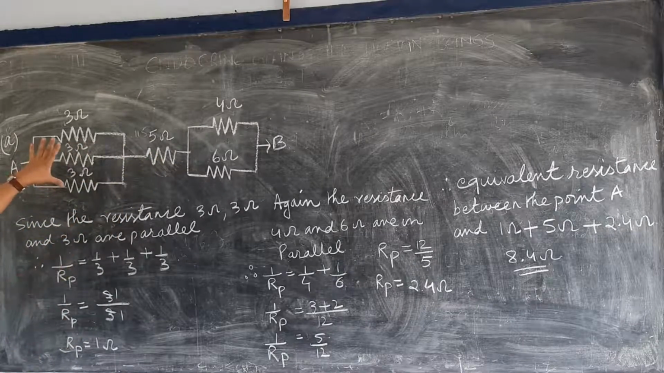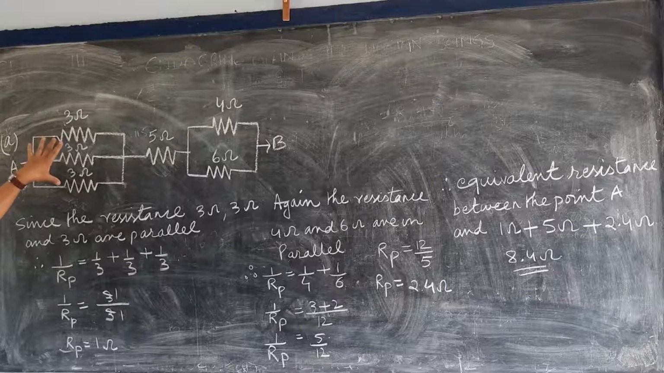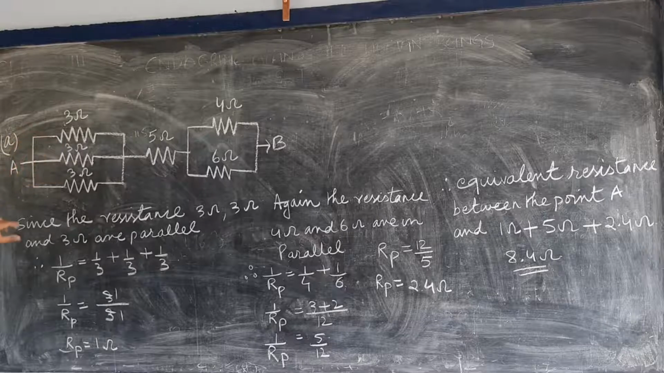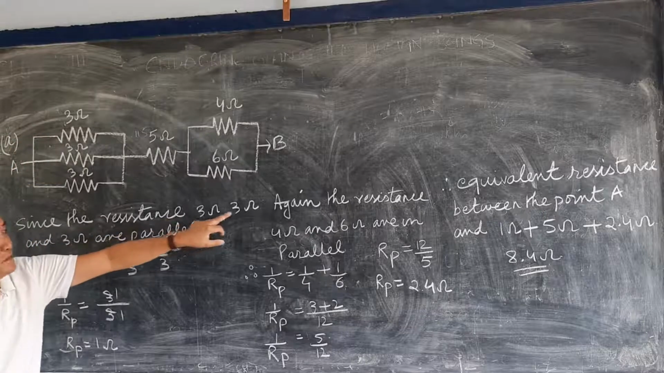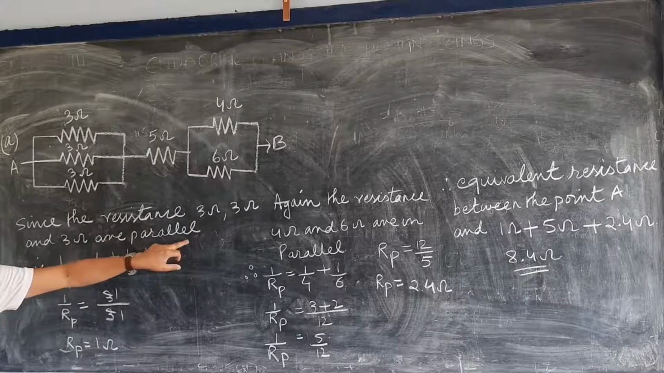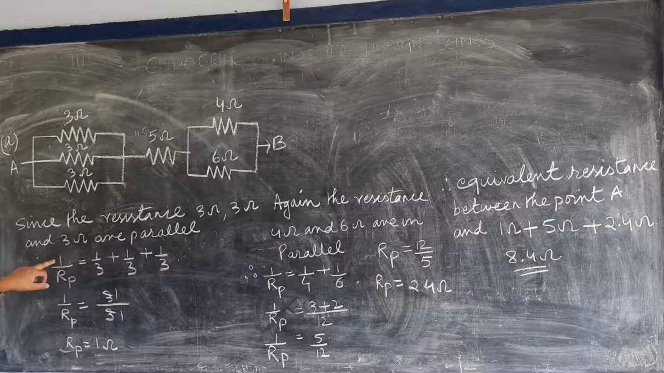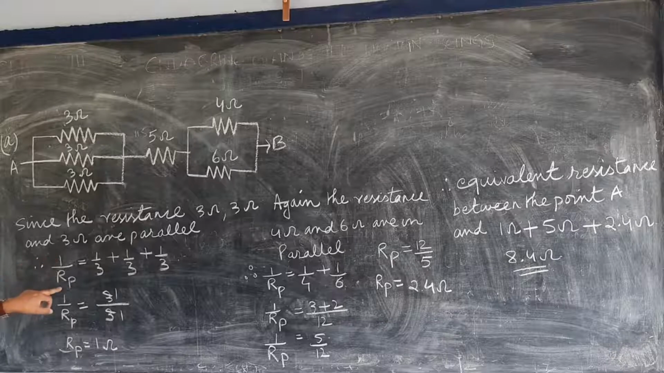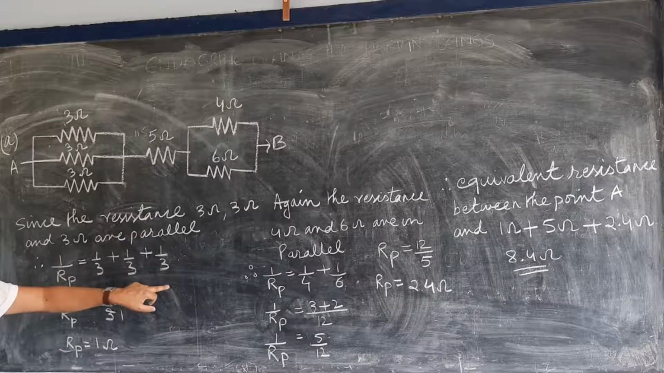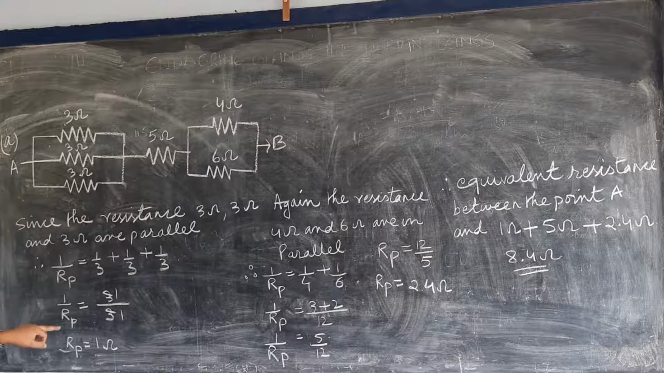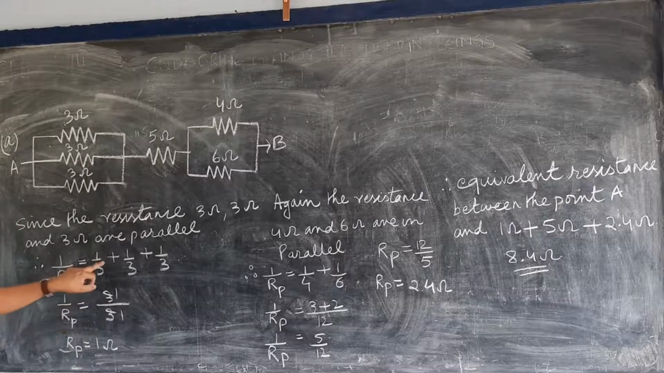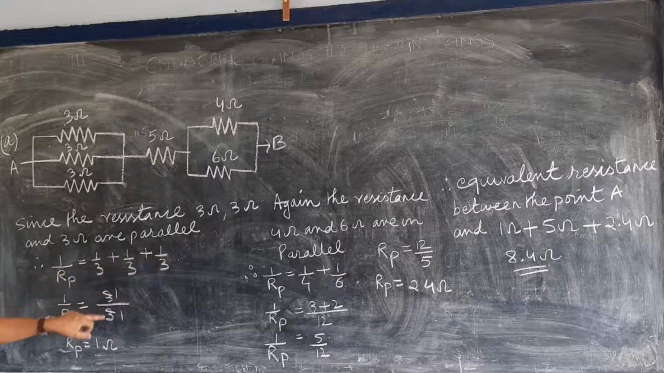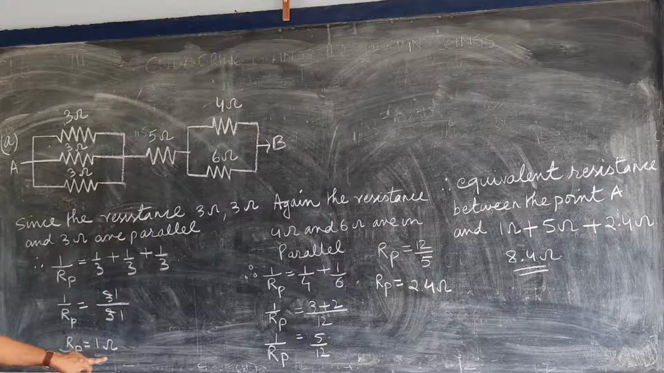Now, how you do it is that, since the three resistors are in parallel, you first have to find their equivalent resistance. Since the resistances 3 ohm, 3 ohm and 3 ohm are in parallel, the equivalent resistance can be written as 1 upon Rp, where Rp means equivalent resistance in parallel. So 1 upon Rp equals 1 upon 3 plus 1 upon 3 plus 1 upon 3. The LCM will be 3, so all numerators will be 1. 1 plus 1 plus 1 is 3, and 3 divided by 3 is 1. Therefore Rp equals 1 ohm.